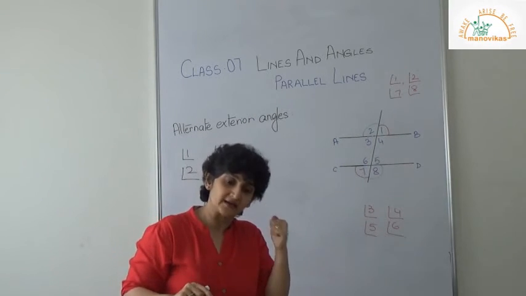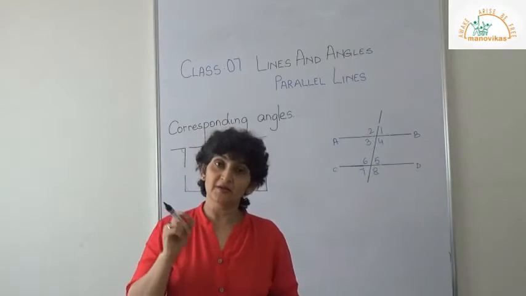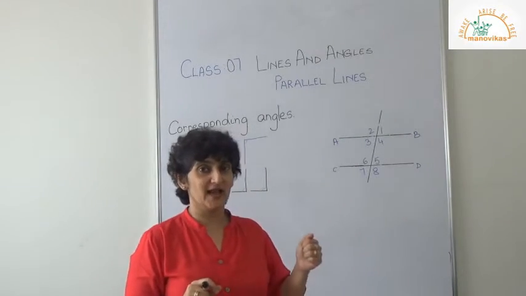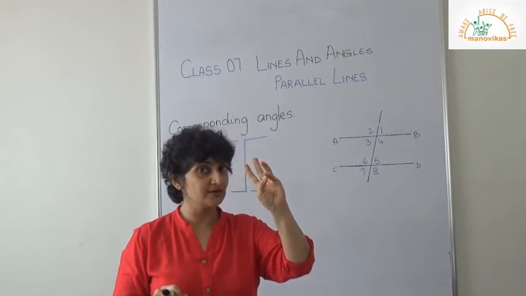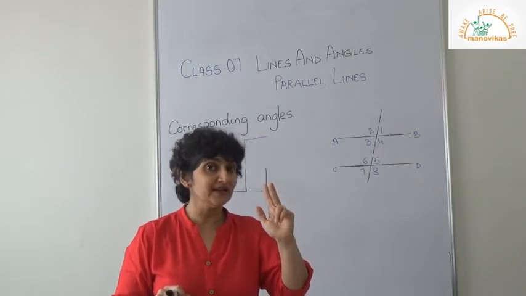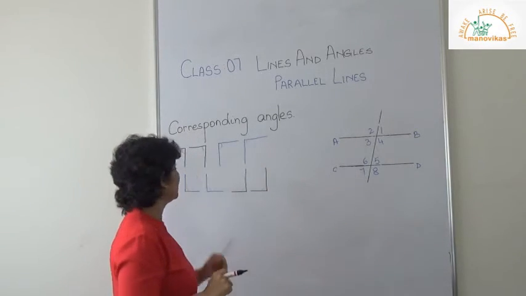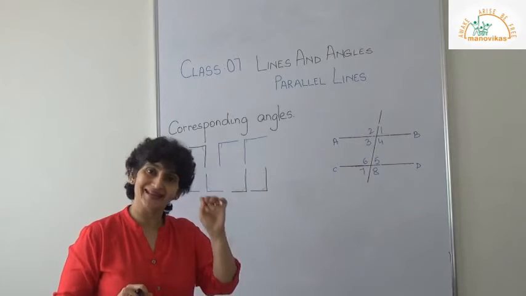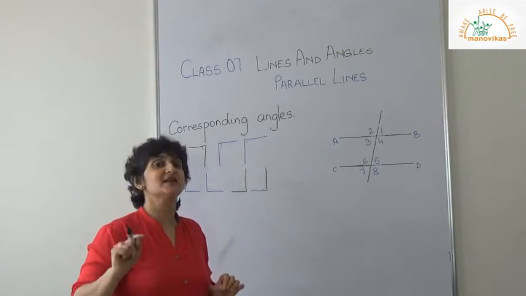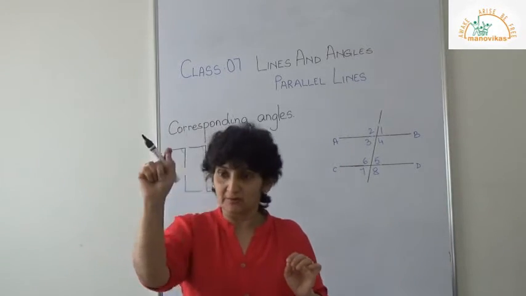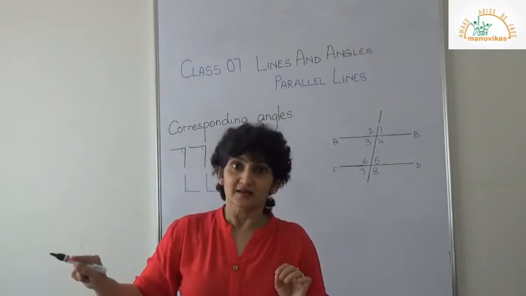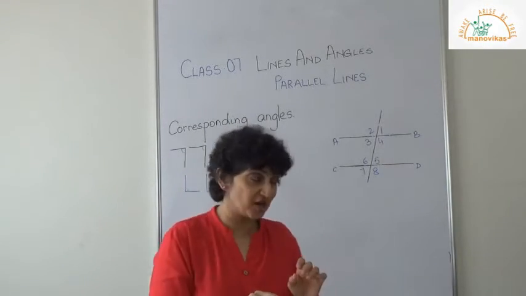Let's move on to corresponding angles. Now let's understand corresponding angles. By now you know what alternate interior angles and alternate exterior angles are. Now we move on to corresponding angles. Just as in interior angles, students, I told you to remember the Z shape and the mirror image of the Z shape.